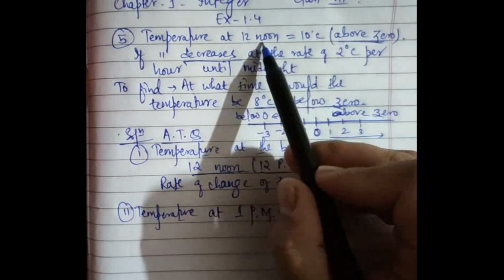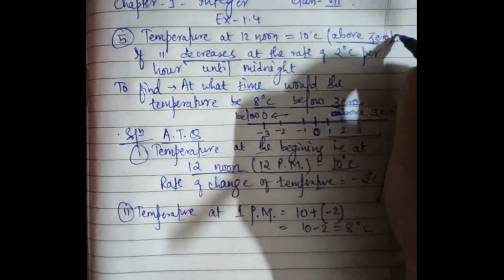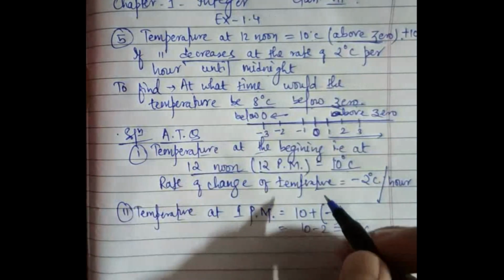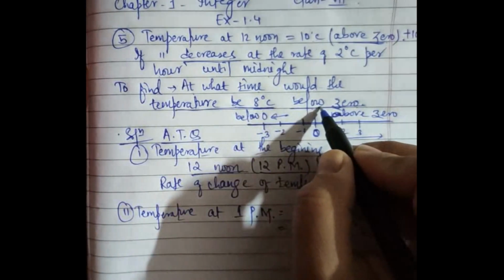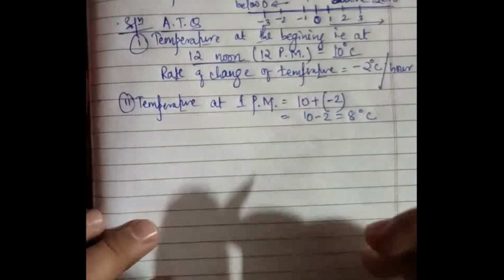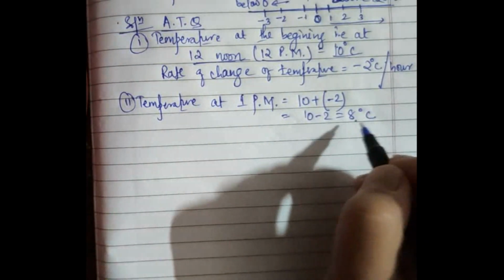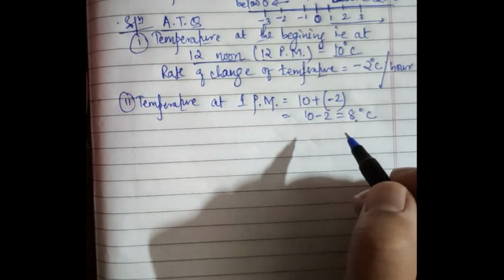So in the question it is given that at 12, it is 10 degrees Celsius above 0, that is it is plus 10, and you have to calculate the temperature at 8 degrees Celsius but below 0, that is minus 8 degrees Celsius you have to find. But we got this plus 8. So this should not be the answer, isn't it? We have to get minus 8. At what time the temperature will be minus 8?